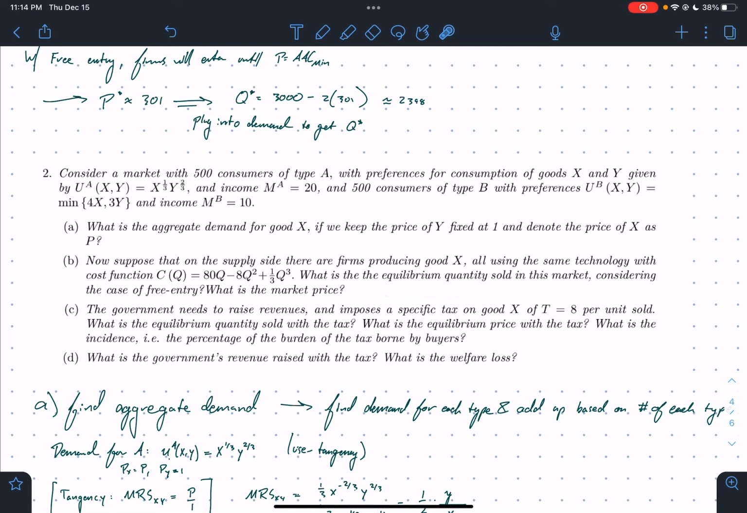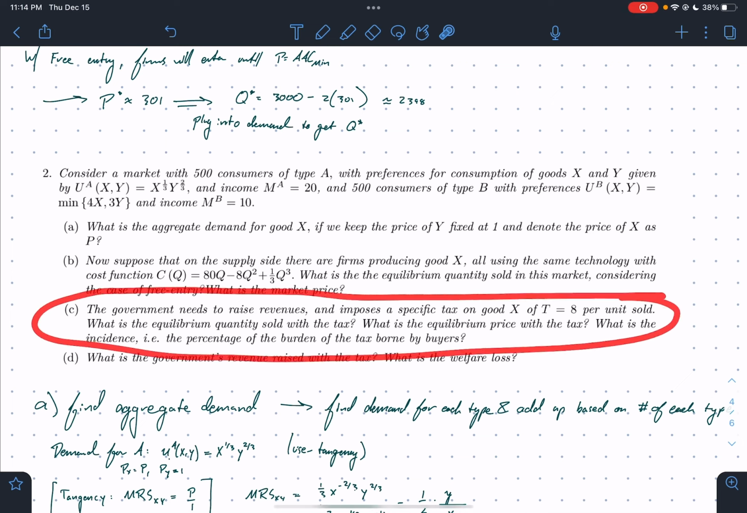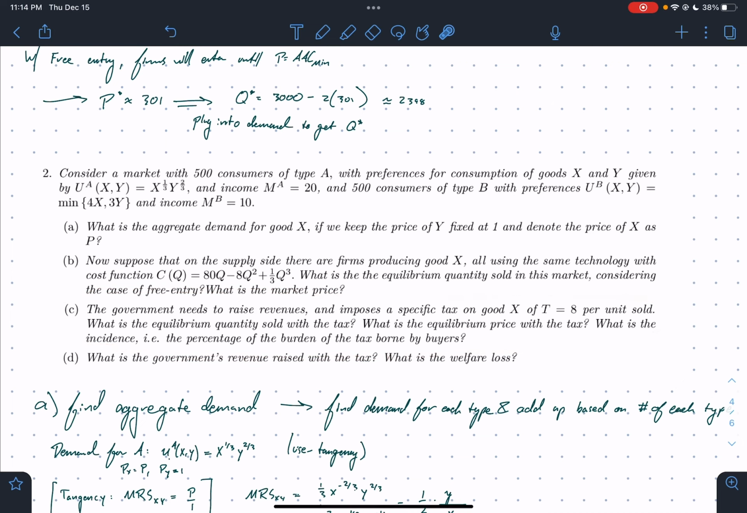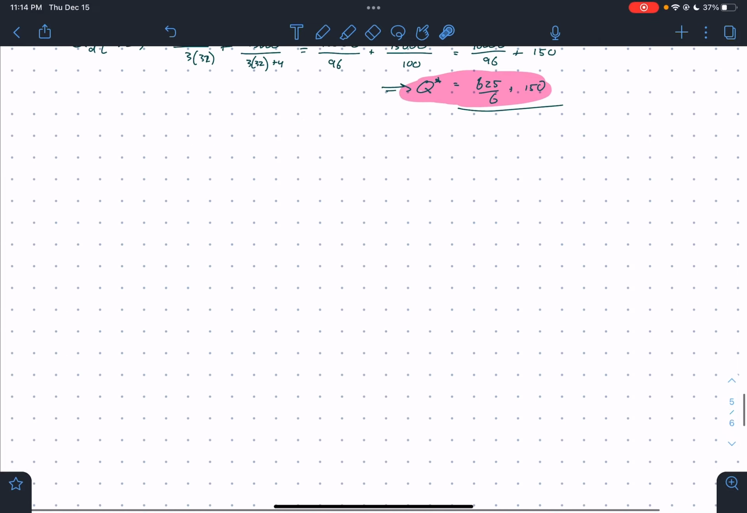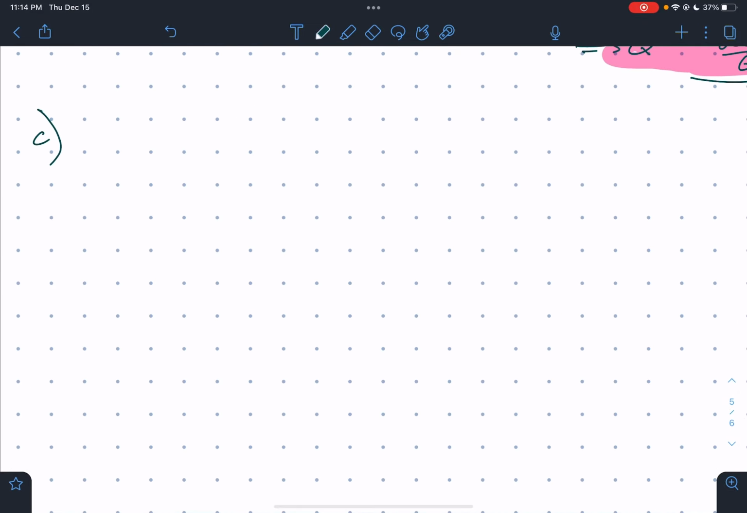Okay, so now what we want to do is consider the case where the government is going to impose a tax of $8 per unit sold. So we're going to assume this is levied on the producers of the good, and then we're just going to charge them $8 per unit. We're going to find the equilibrium quantity, then we're going to find the equilibrium price, and then we're going to determine the percentage of the burden that's borne by the buyers. Okay, so for part C, T is equal to 8.